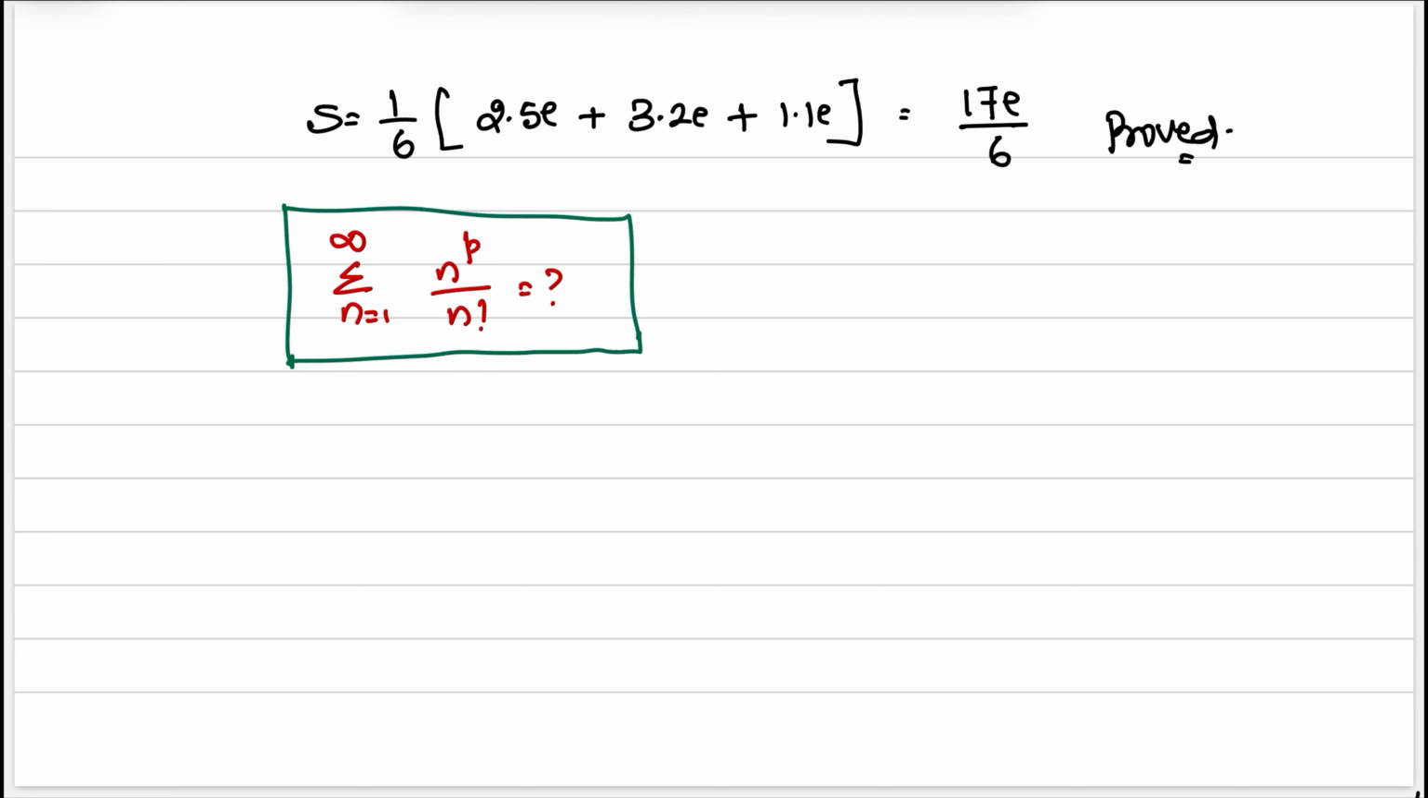And it's a very good example for Mathematics Olympiad, JEE Maths and CSIR Maths. Try to understand it and try to solve this problem: sigma n equals 1 to infinity n to the power of p by factorial n. We'll discuss it in the next lecture. If you have solved it, please put it in the comments column so that I will see it. It's a very, very good example.